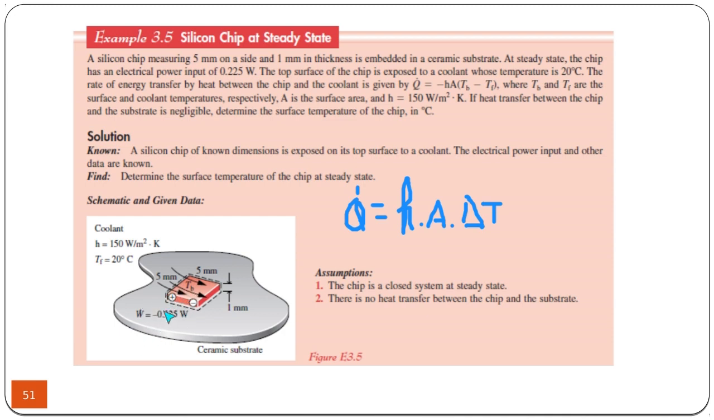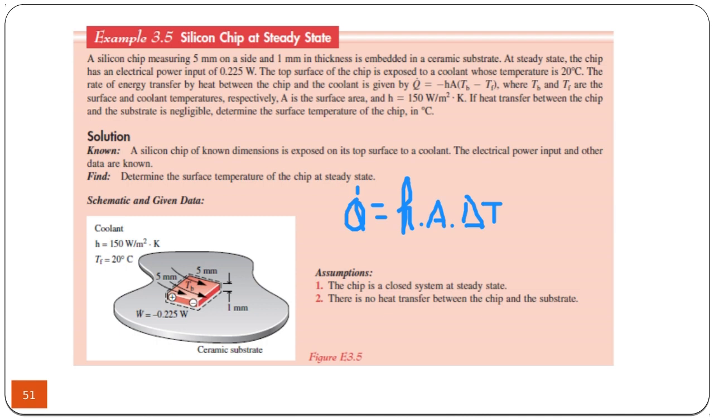this is the work, electrical work put into the system. So this is the electrical work, this is the power supply to the system, to the chip, is -0.225. If the heat transfer between the chip and the substrate is negligible, determine the surface temperature of the chip in Celsius.